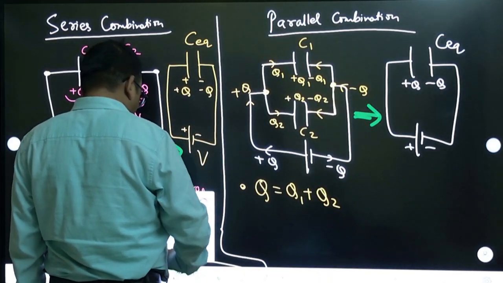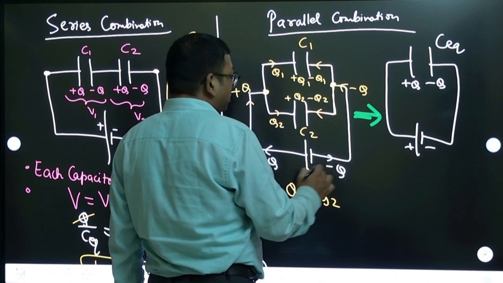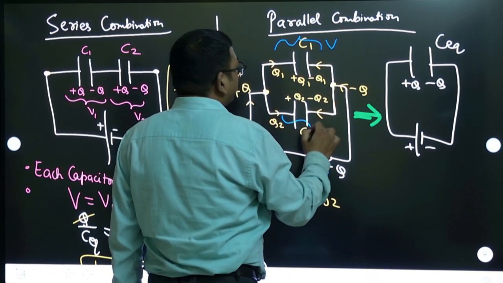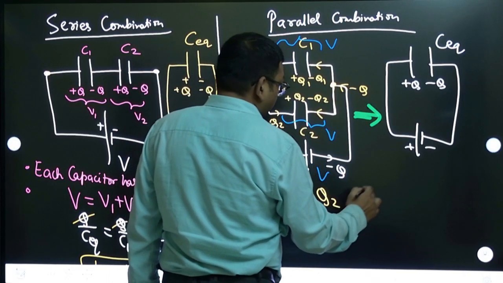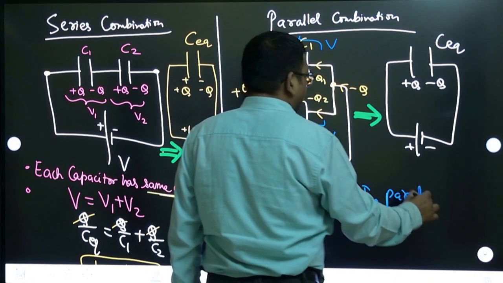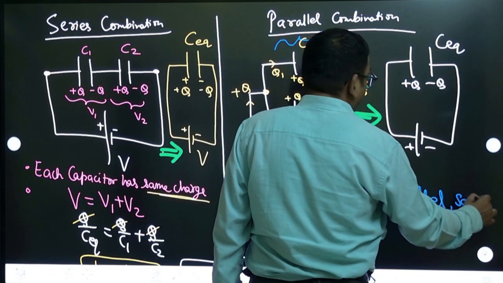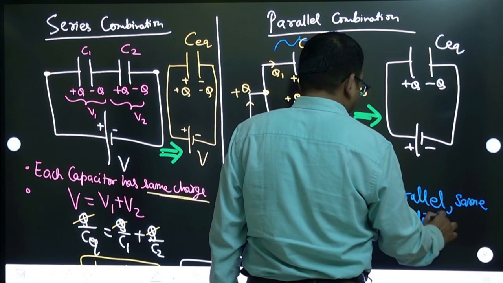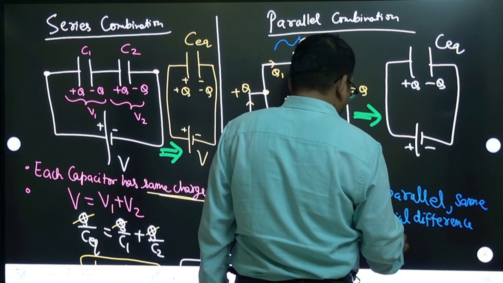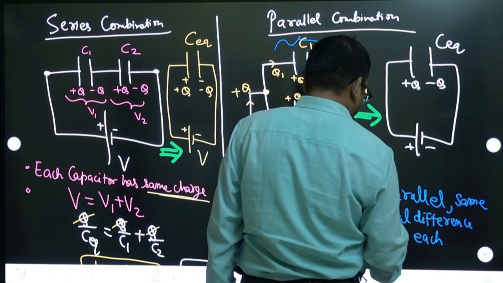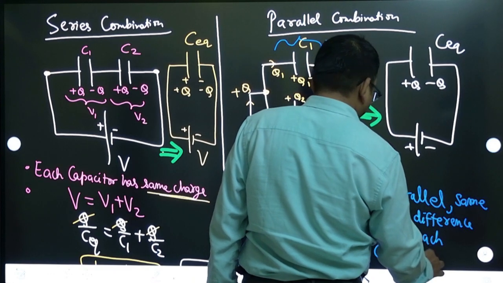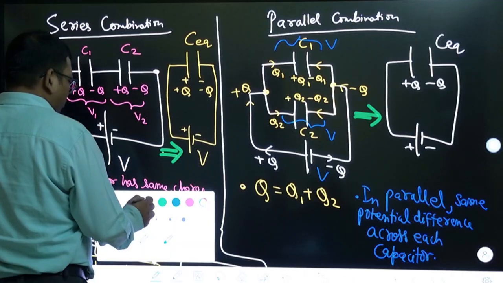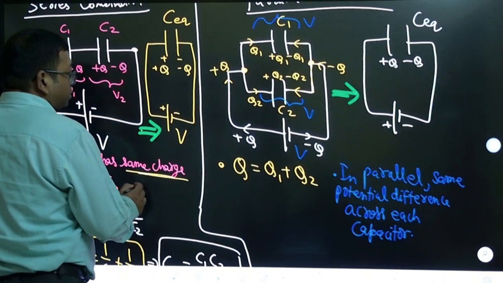Another important point to note here is that the same potential difference, the same battery voltage, will be there. So here the voltage difference is V, and here also the voltage difference is V. So you can note that in parallel, across each capacitor we will have the same potential difference. Okay. Now try to do this derivation.